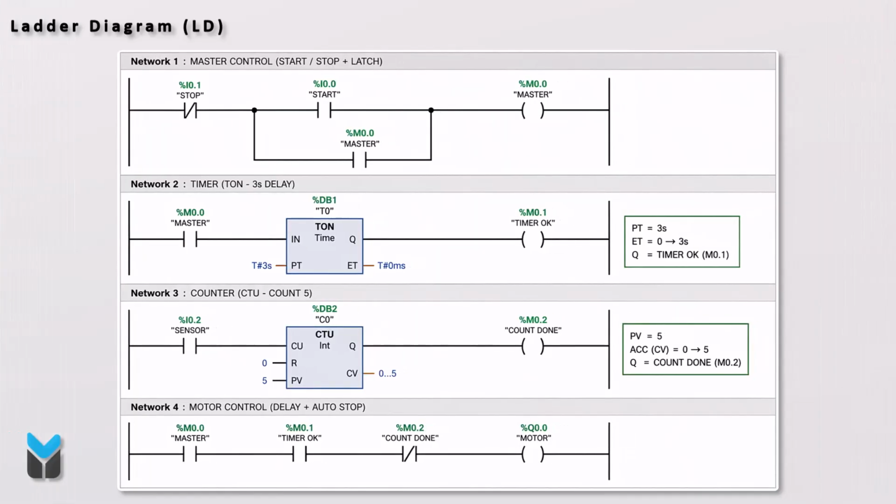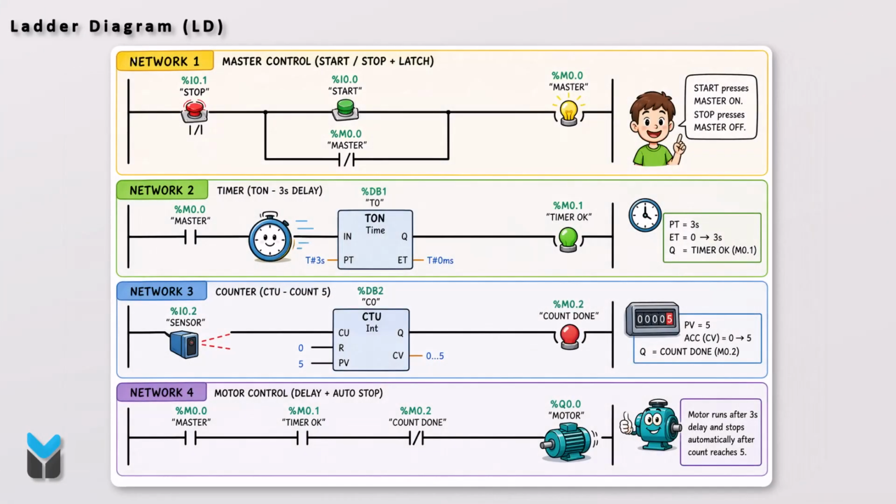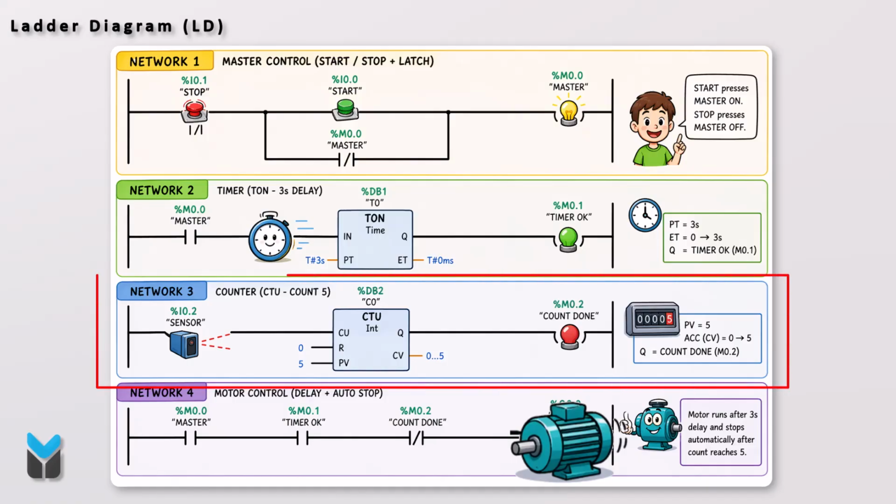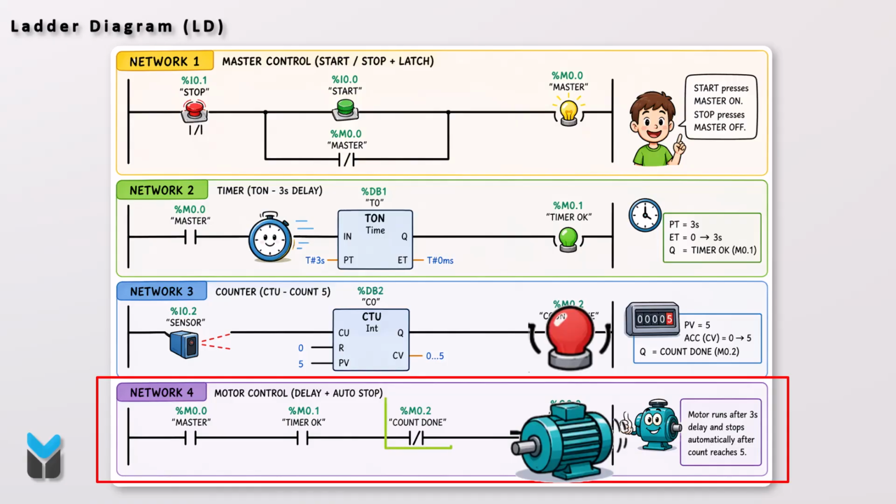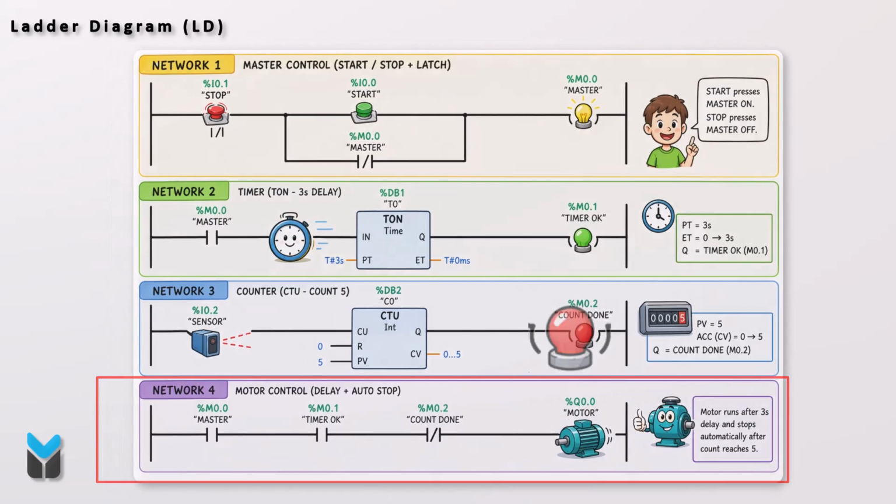Let's see how this system works step by step. First, we press the Start button. This activates the master control, and the system turns on and stays latched. Next, the timer starts. It waits for 3 seconds before allowing the process to continue. After the delay, the motor turns on. Now the system is running. As products pass the sensor, each one is counted by the counter. When the count reaches 5, the counter output becomes true. This immediately breaks the motor circuit, and the motor stops automatically.